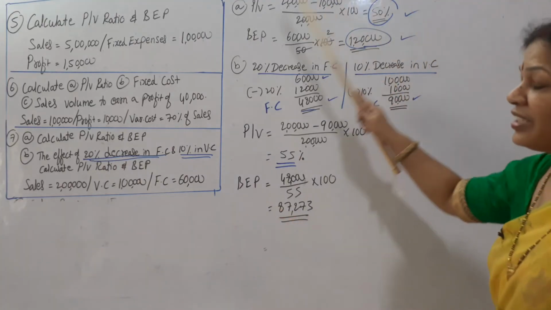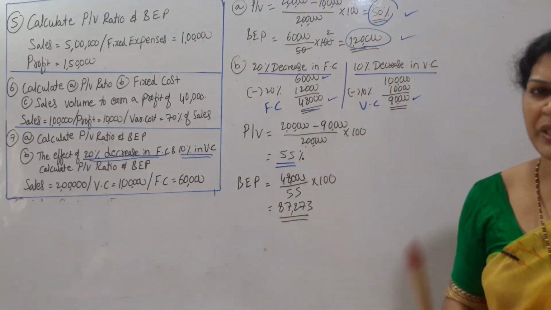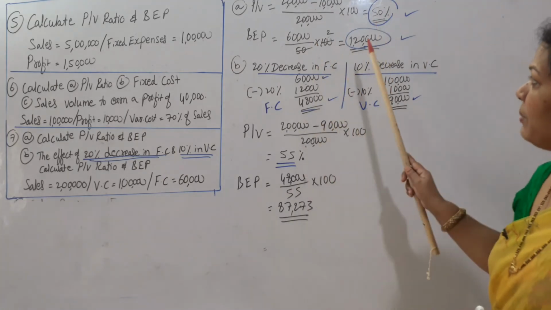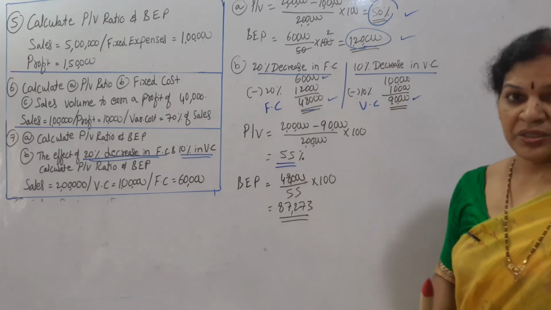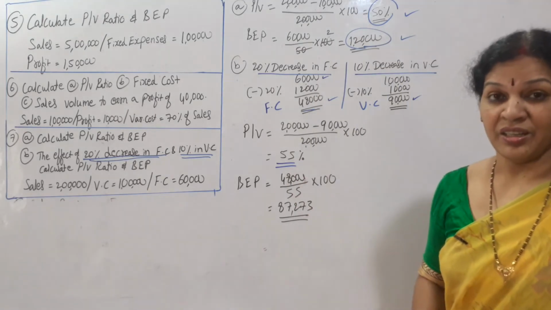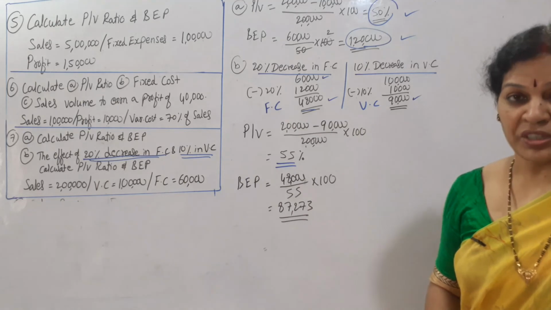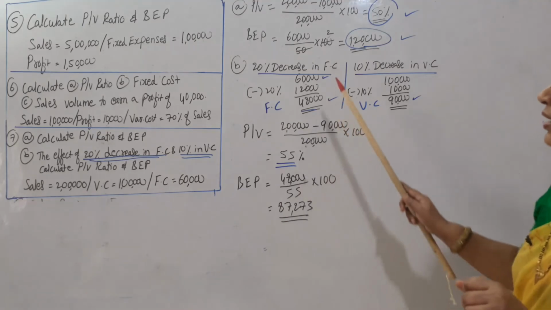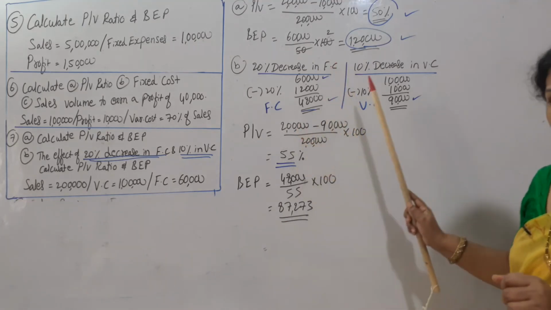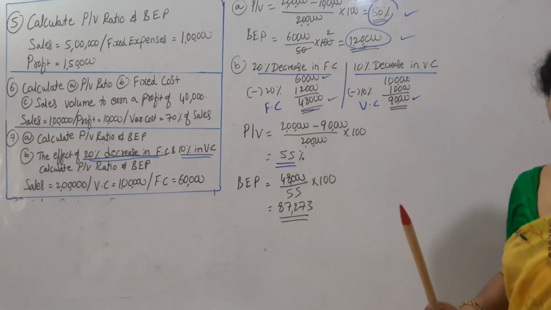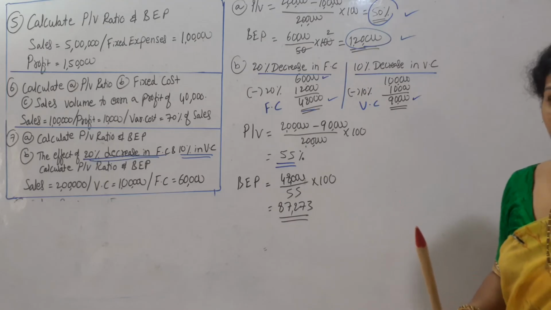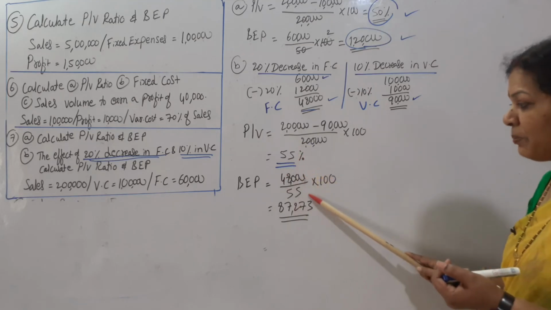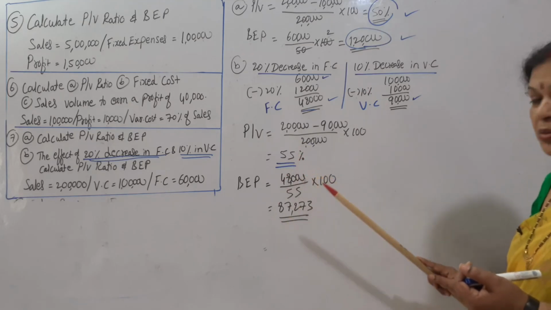What is it saying? What is the meaning of this problem? Generally the PV ratio is 50% and break even point is 1,20,000. When you sell 1,20,000 worth of products, that will be the break even point. If we decrease the fixed cost and also decrease the variable cost, then what would be the PV ratio? That PV ratio is 55%, and break even point is coming to 87,273.